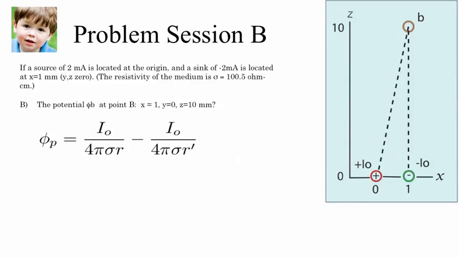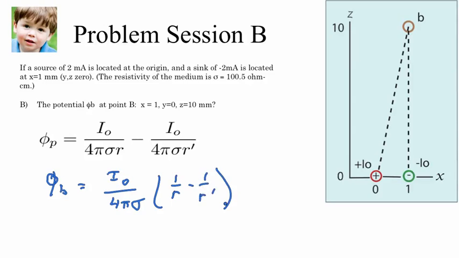If we now move on and look at the second part, the B part of the problem session question, it's the same question, except it just asks for a different field point. Now we're asking for B rather than A. So if we go over to our expression, just as before, we'll make it phi B now instead of A. Still I0 over 4 pi sigma times 1 over r minus 1 over r prime. Then you look at that and say, this is just the same as we had in part A, so the answer is just the same as in part A. Is that right? Well, actually, no.